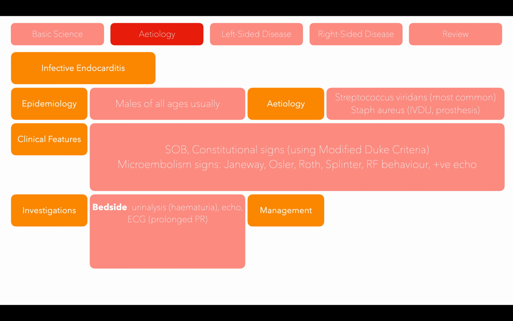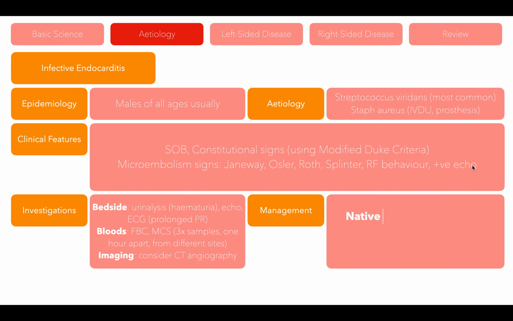And characteristically, the PR interval is prolonged in infective endocarditis. Bloods: full blood count, including acute phase proteins, white cell counts, and MCS. And interestingly enough, you need 3 different samples, 1 hour apart, ideally from as many sites as you can get, from 3 different sites or 2 different sites, or if you have to, then the same site. But try to get different sites and spread them apart. Imaging: consider CT angiography, but the echo is diagnostic in most cases.